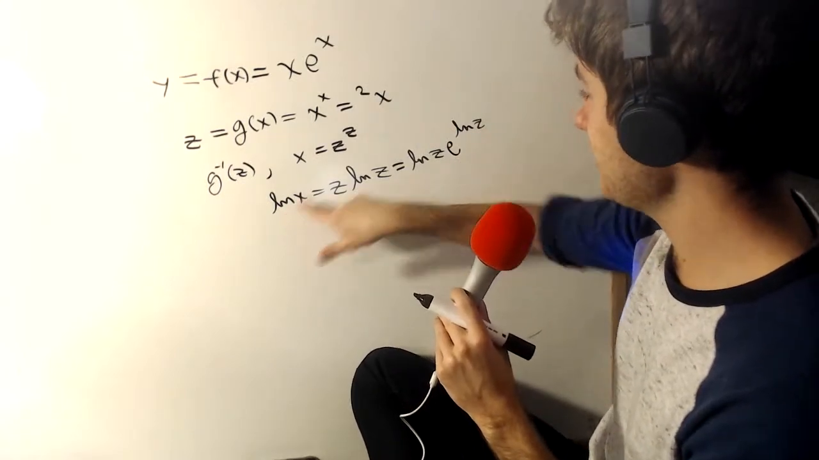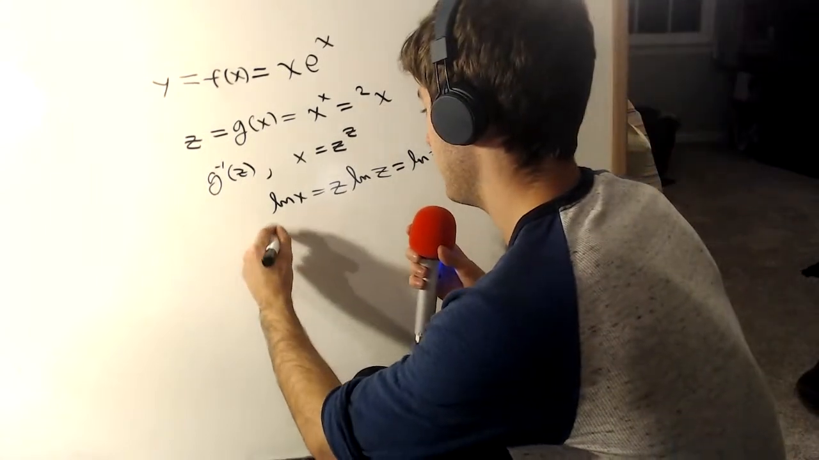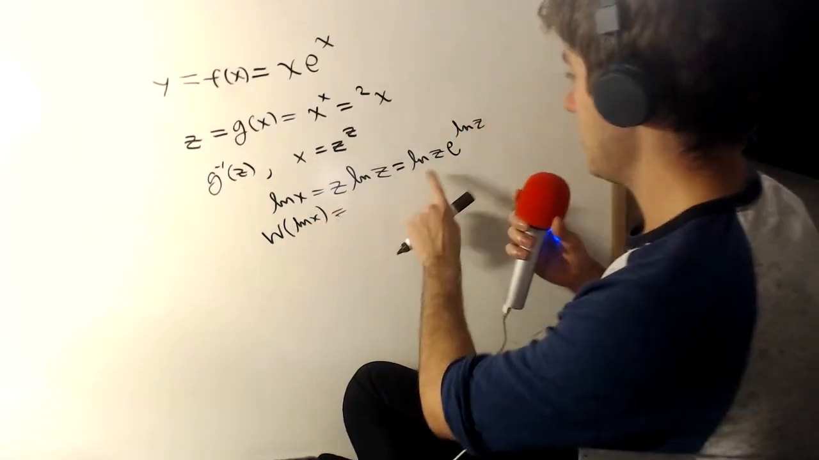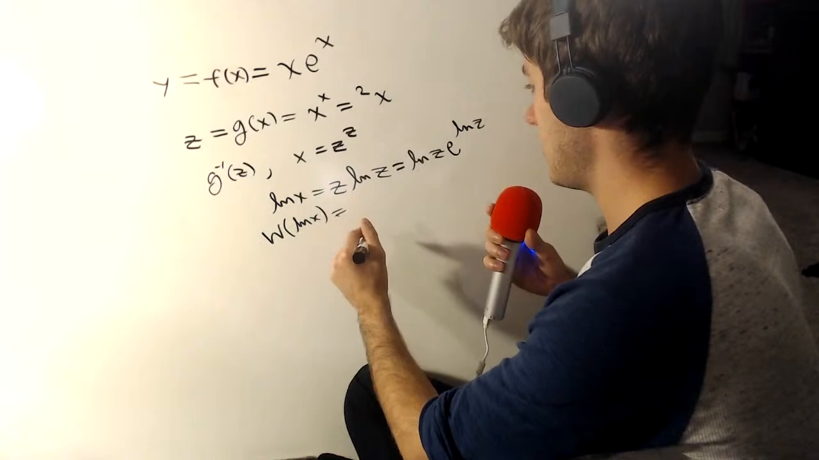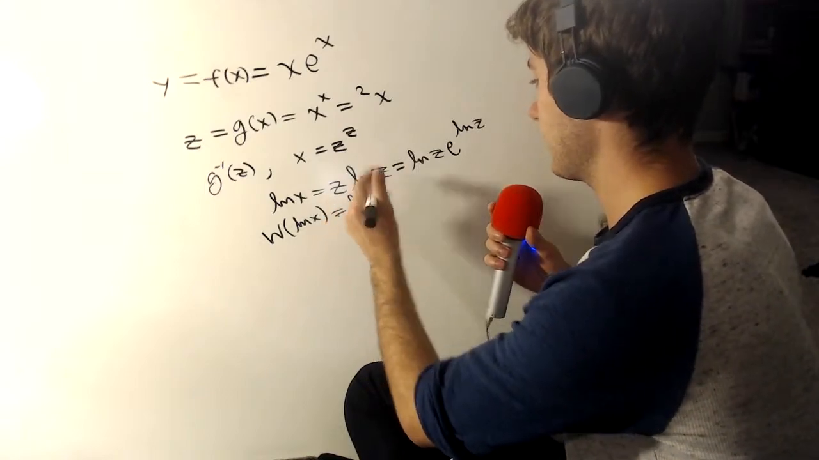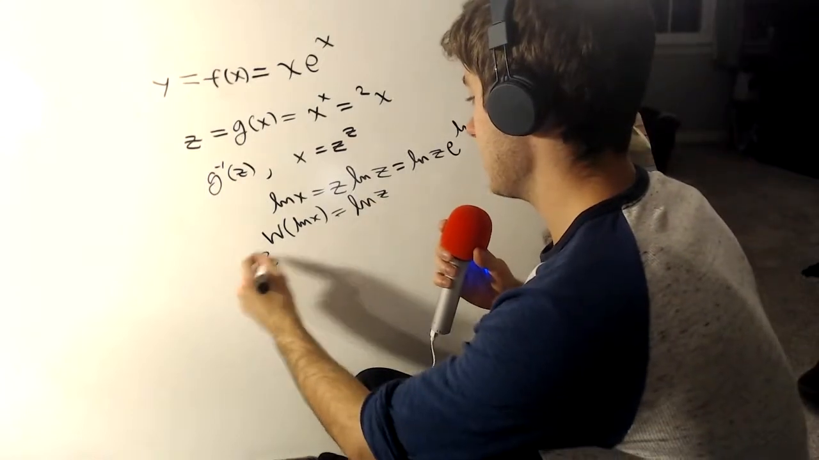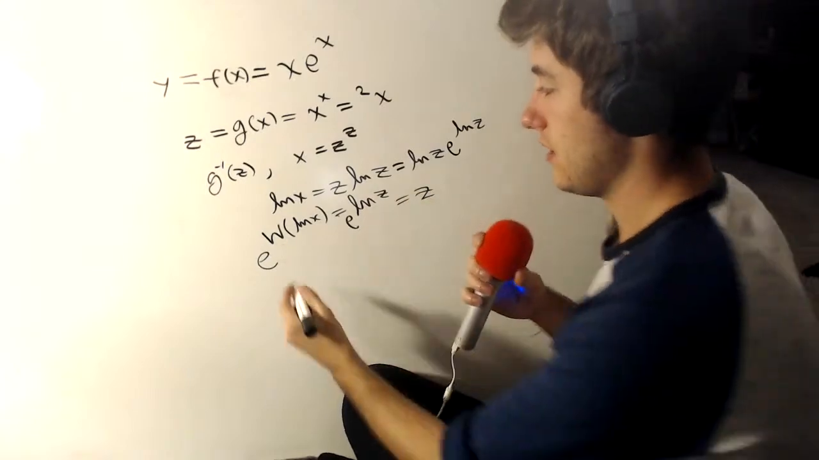Right? And so now I have this equals this, and I'm going to apply Lambert W to both sides, and we get W of ln z times e to the ln z is equal to just ln of z. Right? So just ln of z. And raise e to both sides, right? And this just gives us z back, which solves for our inverse function.